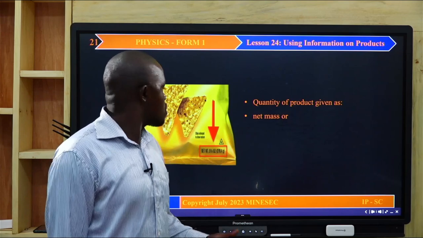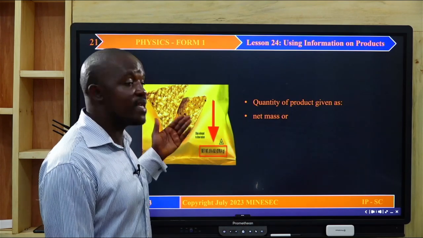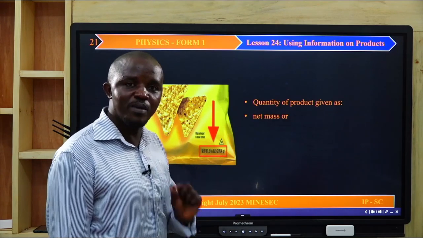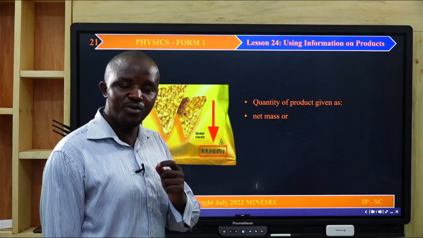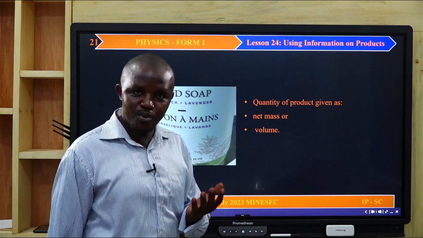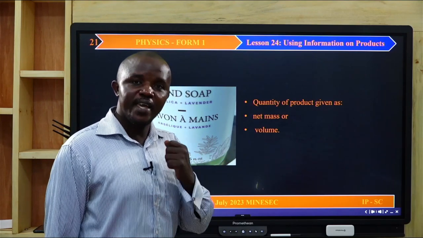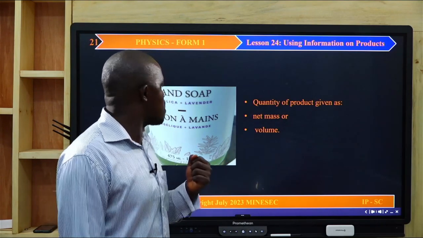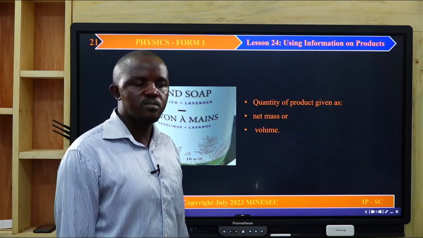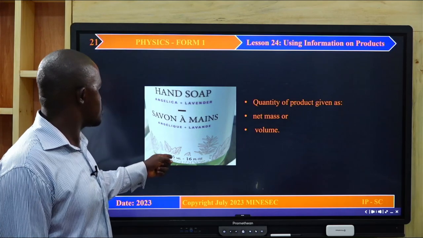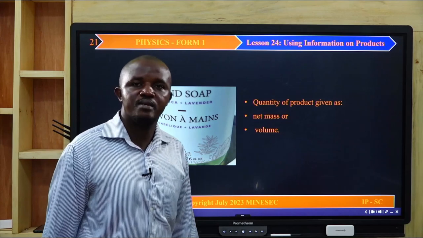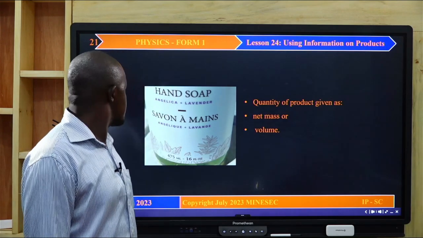Okay? What about the case? Information given by the label of the product that we intend to use. Next, the label of the product that we have in the house can also provide information about the actual volume of the product. So here you can see 475 ml, 475 milliliters.